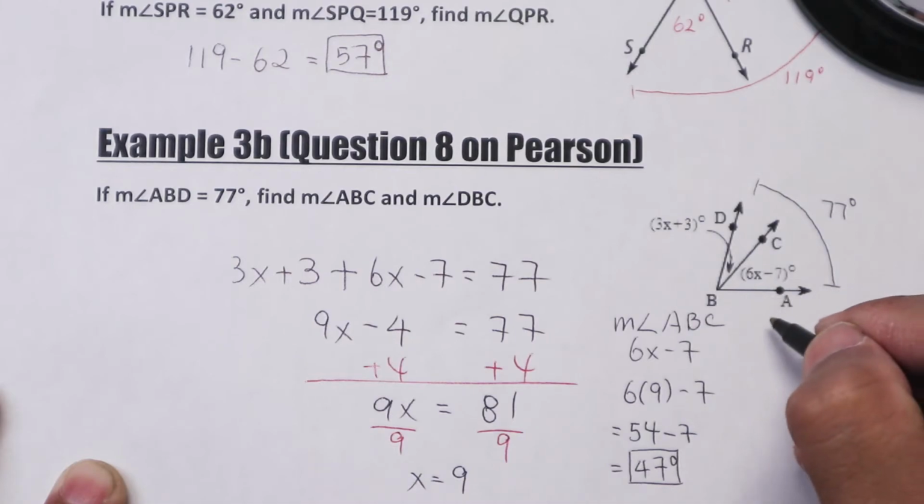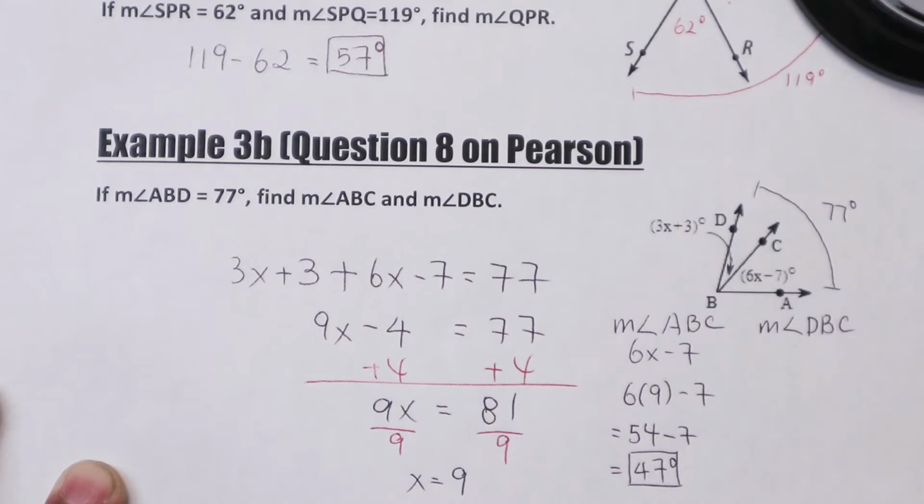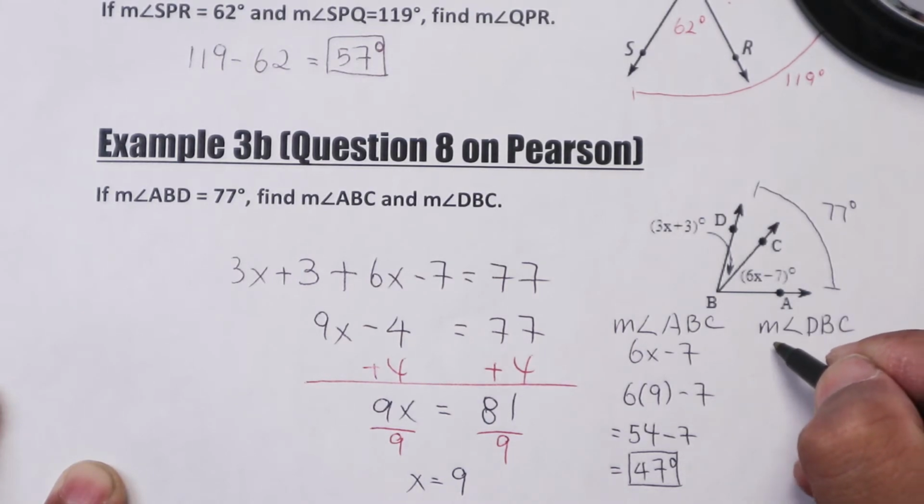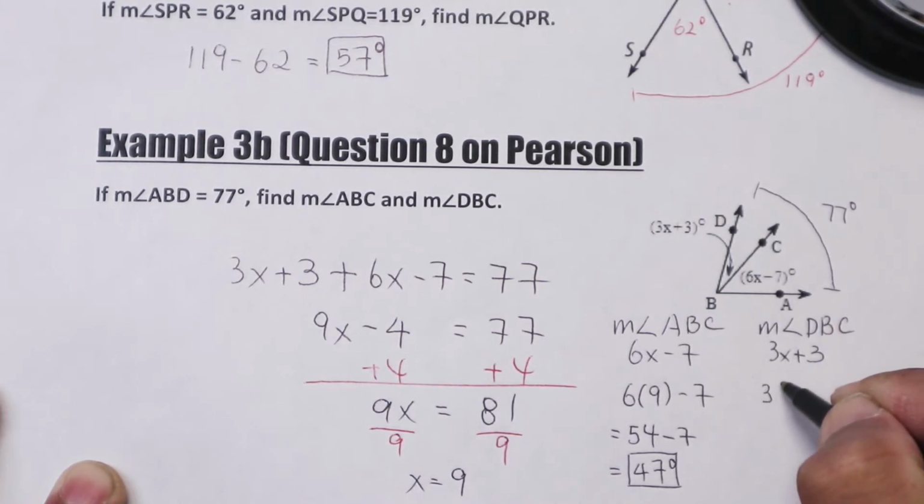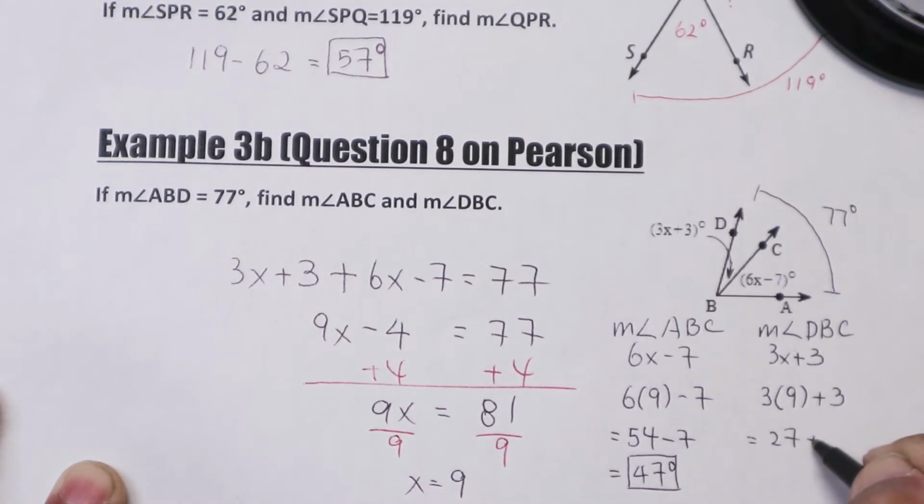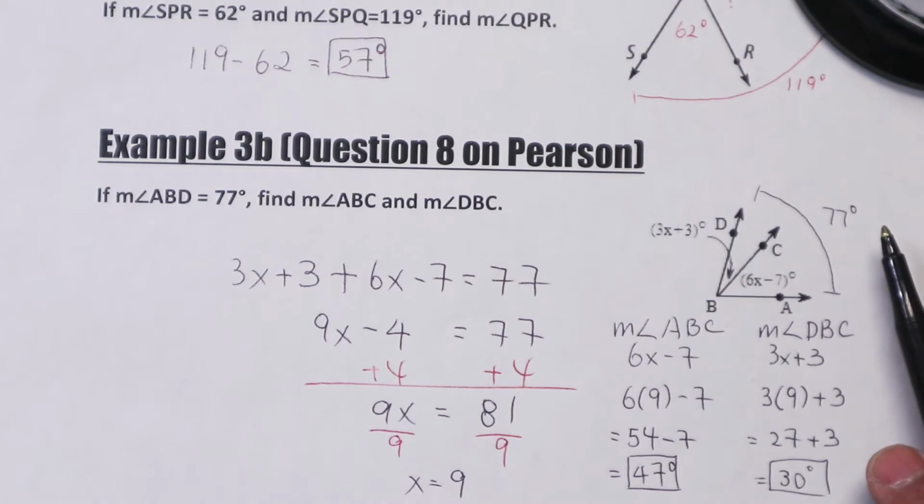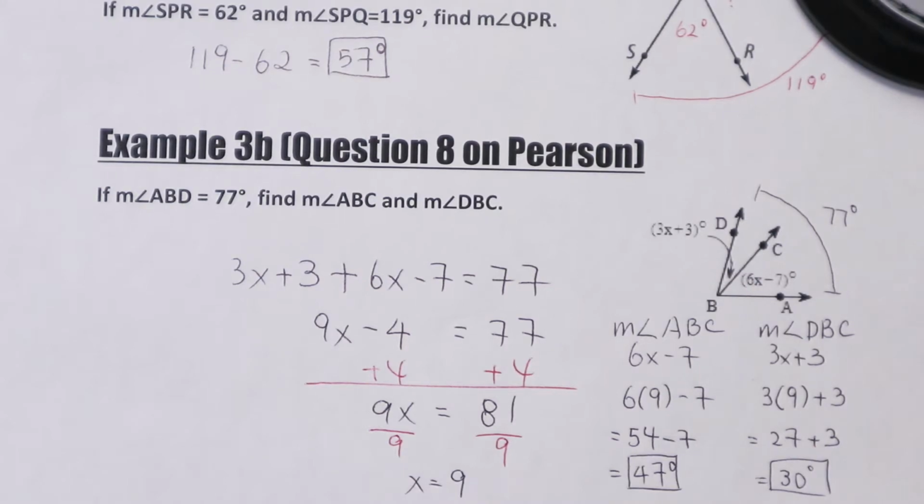Well, what about the top angle? Well, the measure of DBC is going to be 3x plus 3. So replace the x with 9. Okay. Well, 3 times 9 is 27. 27 plus 3 is 30 degrees. Okay. Now, how do you check your answer is correct? Well, let's take a look at 47 and 30. Isn't 47 plus 30 equal to 77? Well, it's a very easy check, because if these two angles add up to the largest angle, that means you did your math right, and then that's it. That's the end of the problem.